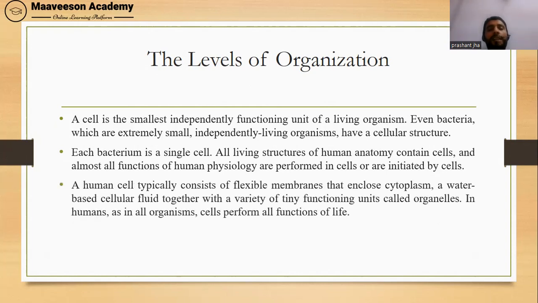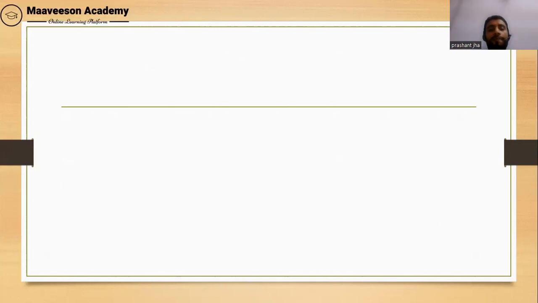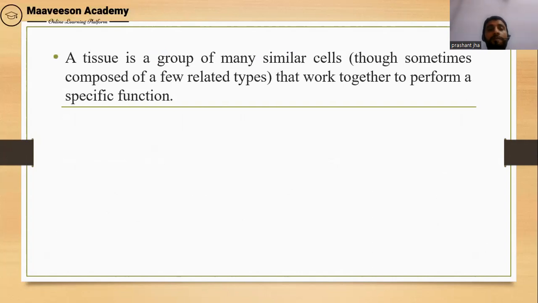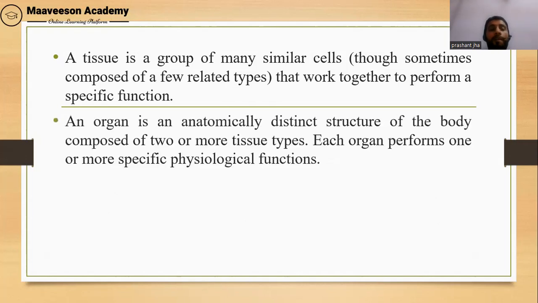A human cell typically consists of a flexible membrane that encloses the cytoplasm, a water-based cellular fluid together with a variety of tiny functioning units called organelles. In humans, as in all organisms, cells perform all the functions of life. A tissue is a group of many similar cells that work together to perform a specific function in the body. An organ is an anatomically distinct structure of the body composed of two or more tissue types. Each organ performs one or more specific physiological functions in the body.